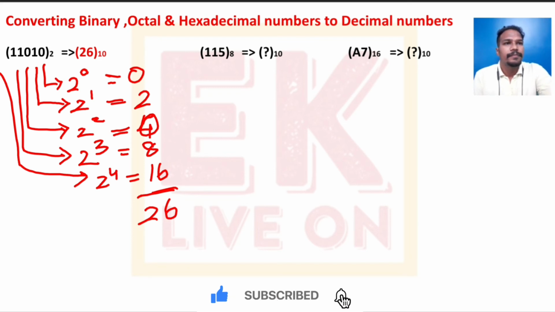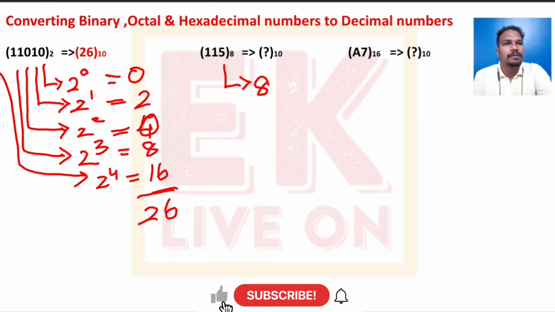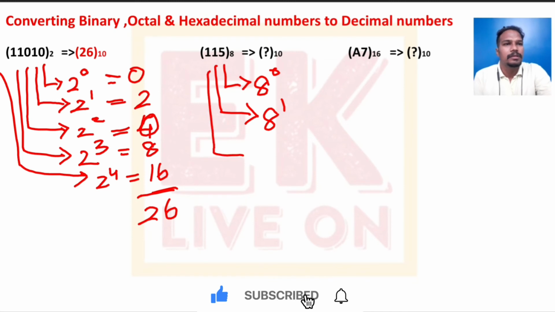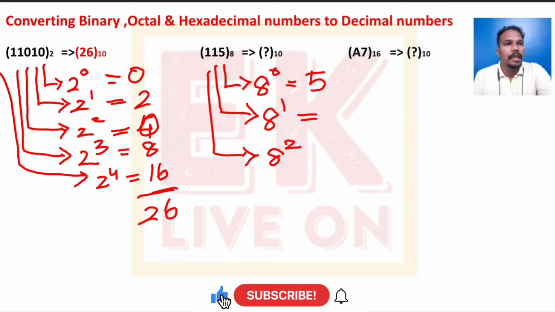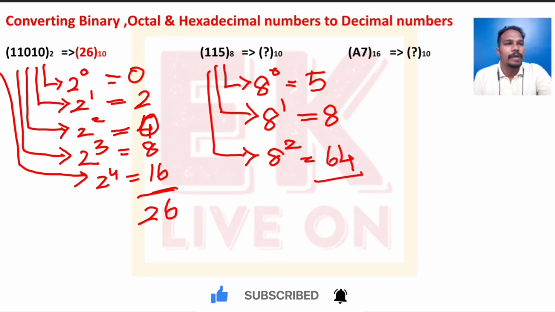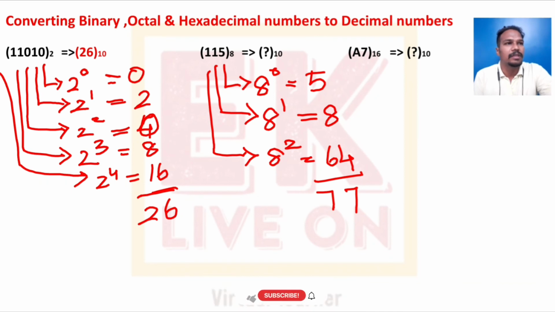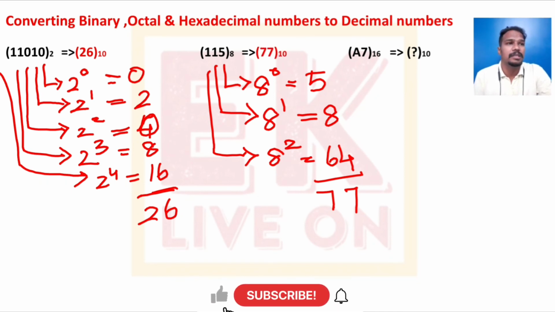And next, 115 base 8 to base 10. Once again here, it is 8 power 0 for the last digit, this 1 into 8 power 1 and this 1 into 8 power 2. 8 power 0 is nothing but 1, 1 into 5 is 5, and 8 power 1 is 8, 8 into 1 is 8, and 8 power 2 is nothing but 64, 64 into 1 is 64. If you add these values you will get 77. That means this value is 77 base 10.